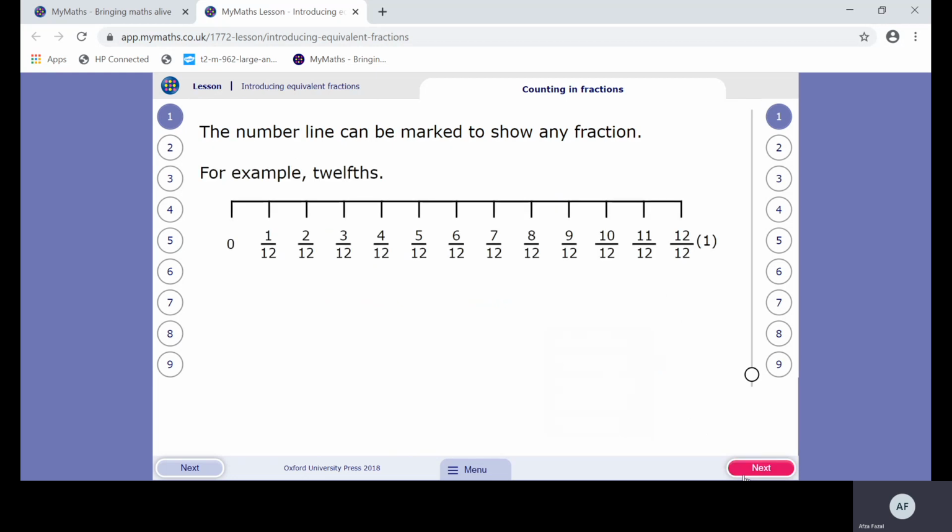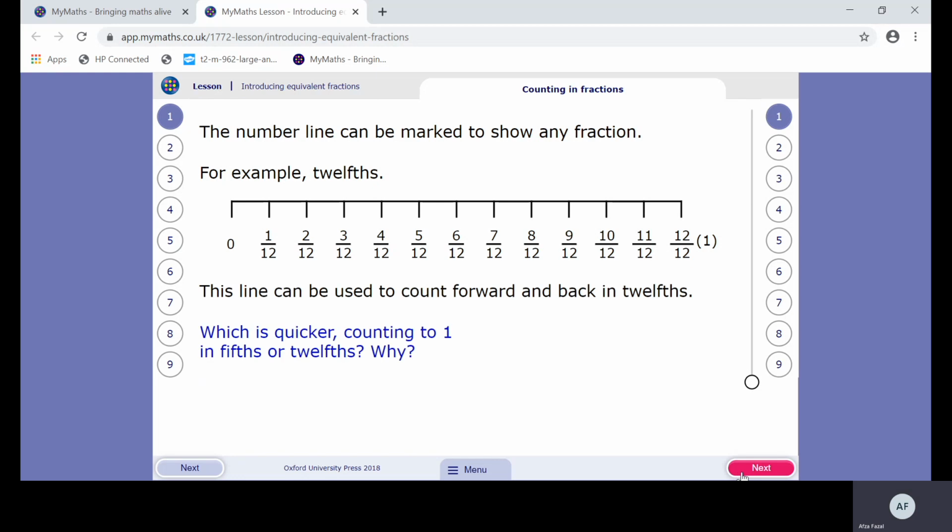The number line can be marked to show any fraction. So we've got 0 up to 1 whole, and we've got it in 12ths. So 1/12, 2/12, 3/12, 4/12, 5/12, 6/12, 7/12, 8/12, 9/12, 10/12, 11/12, and 12/12. This line can be used to count forwards and backwards in 12ths. Which is quicker, counting to 1 in 5ths or 12ths? Which one will be quicker, counting to 1 in 10ths or 11ths?